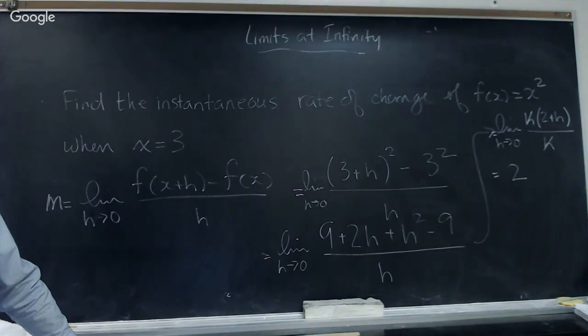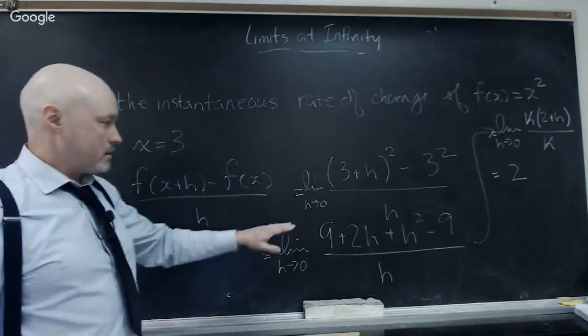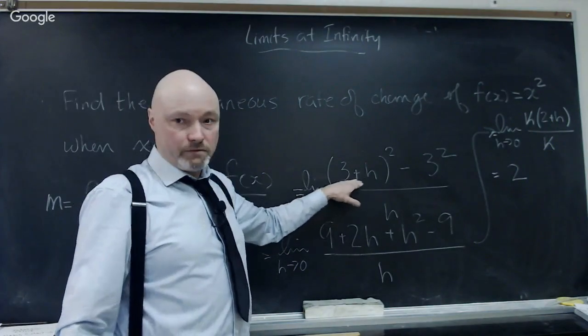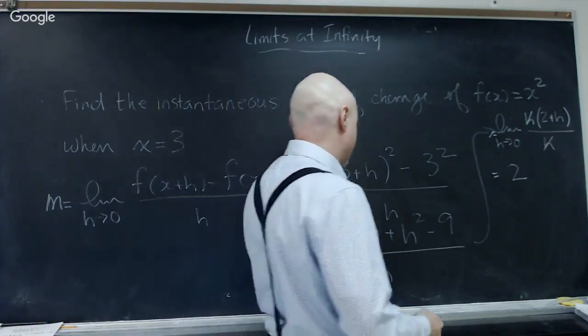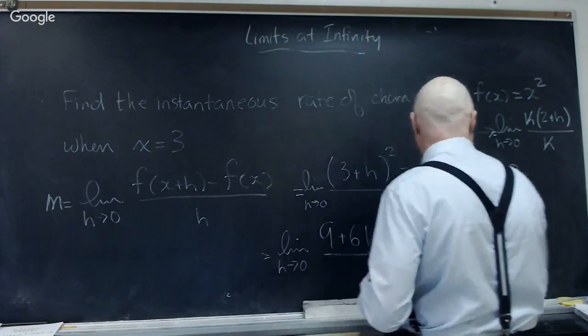Oh, I see what I did wrong. Look at the expansion of 3 plus h squared. I put a 2h here. That should be a 6h. That's right. You fool.